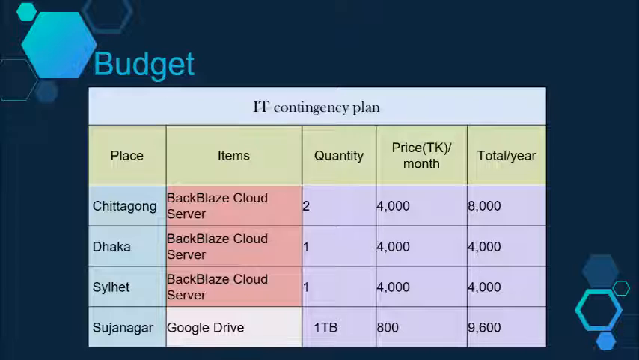Then for our Shujanagar branch, as there is no broadband connection available there, we will use Google Drive. In Google Drive, for each account there is 15 GB storage, and if we go through a security check, then they will give us 2 GB more storage. But if this 16 GB is not enough to store data, then we will buy 1 TB storage from Google Drive, which will cost $10 per month. So it costs only 9,600 taka per year.